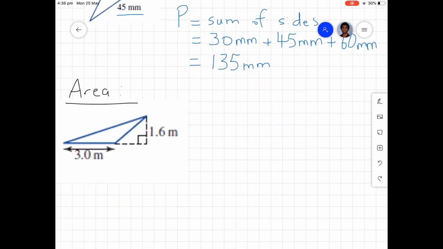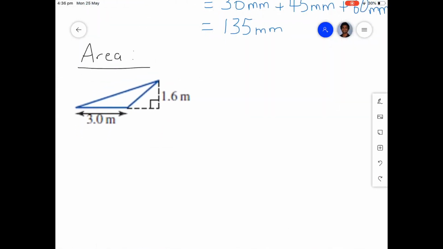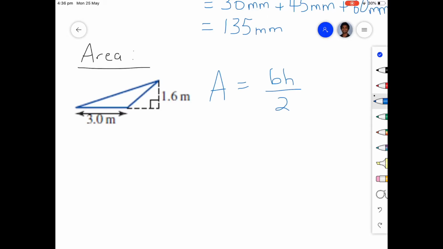All right, now let's look at area. So for the area of a triangle, remember we use our formula, area equals base times height over 2. Personally, I prefer this version of the formula, but you can definitely use either formula at any time. So looking at this triangle here, the base, or the bottom of the triangle, is 3 meters, and the height, which means the vertical perpendicular height, is 1.6 meters. And we can see here that it does make a right angle with the base, and so we know that that is the correct value to use.